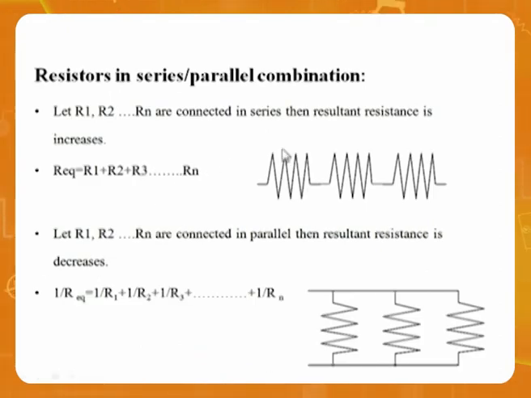When they are connected in series, they must be added. If they are in parallel, you must take 1 by. So this is the series and parallel combination of resistors. That's not a big thing for you. You can just study that.